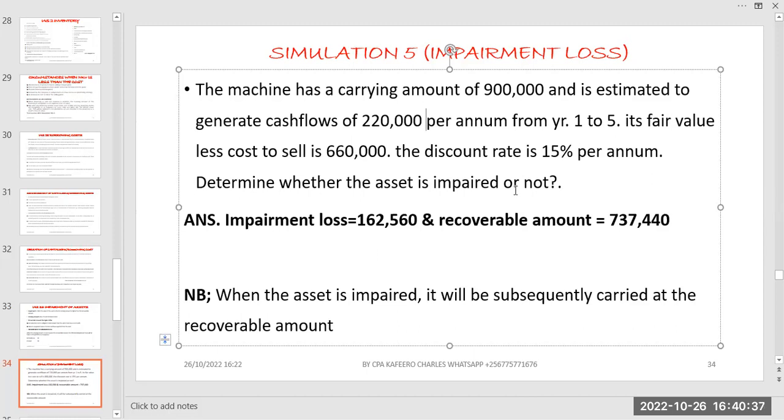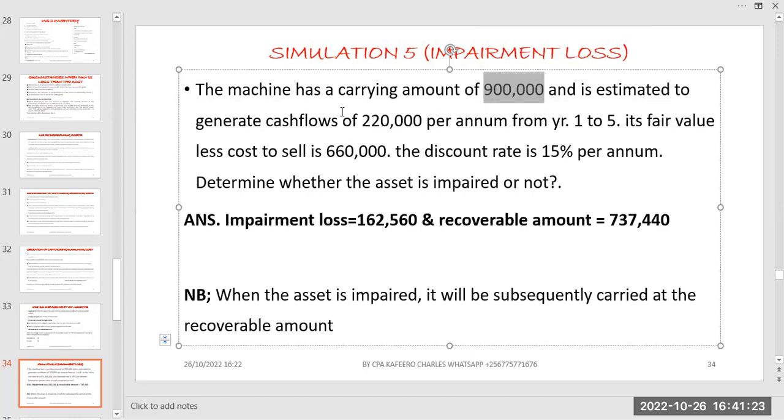Since here I took the recoverable amount to be 773, it means this amount was higher than this, so we take the higher. You multiply by the annuity factor, or you can discount it yearly using the discounting factor, then you sum up to get the present value and compare. Then, having got that, you compare this value with this, because this is the carrying amount at this date.